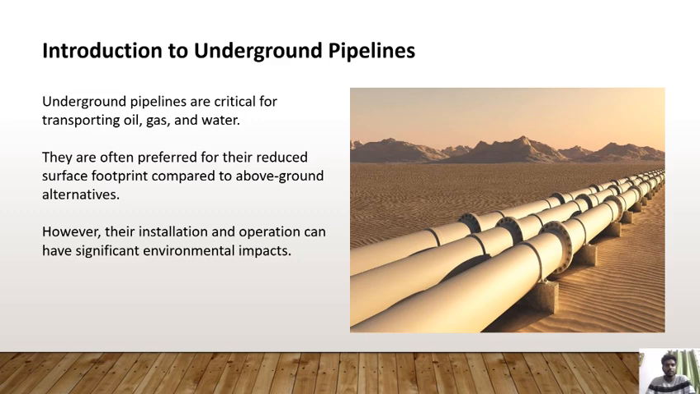Introduction to underground pipelines. Underground pipelines are critical for transporting oil, gas, and water. They are often preferred for their reduced surface footprint compared to aboveground alternatives. However, their installation and operation can have significant environmental impacts.